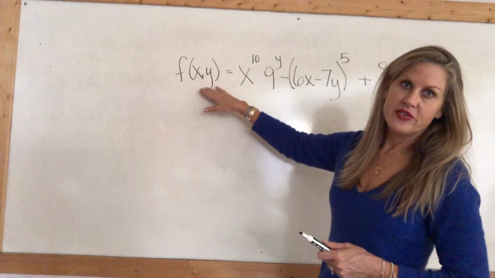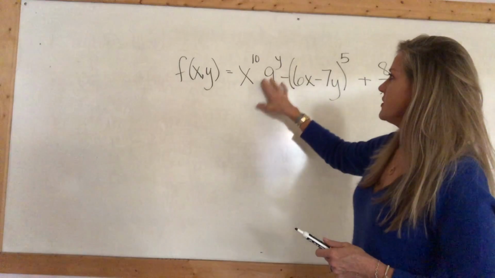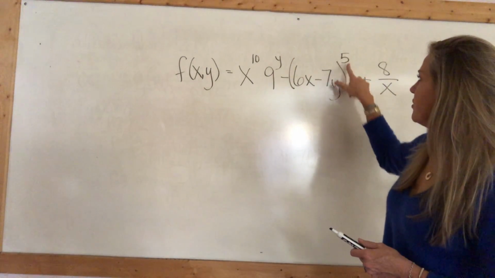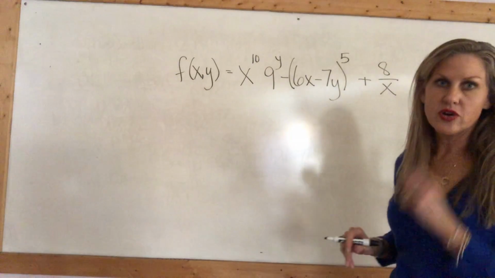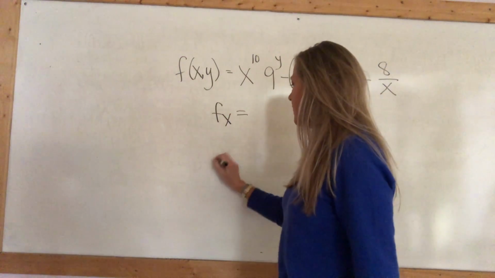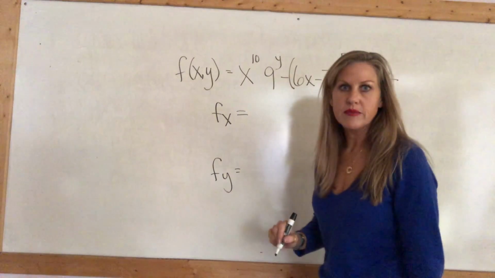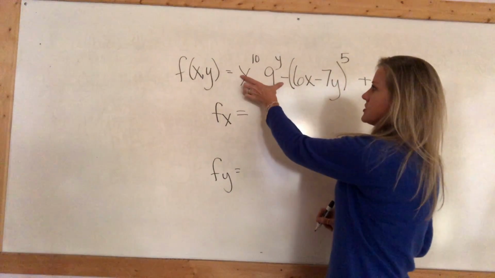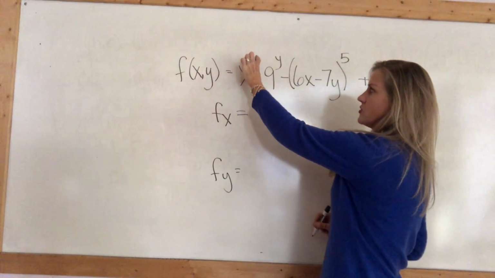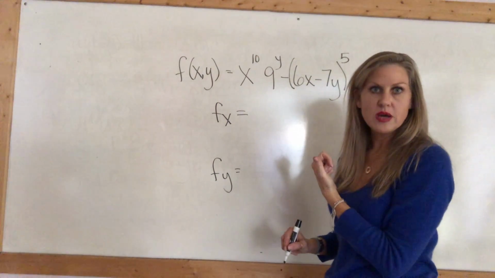So, first of all, I've got f of x, y equals x to the 10th times 9 to the y, minus 6x minus 7y to the 5th plus 8 over x. I need to find f sub x and f sub y. I'm going to start here on this first term. It has an x. The x portion will be derived. All the other pieces will come along with it.